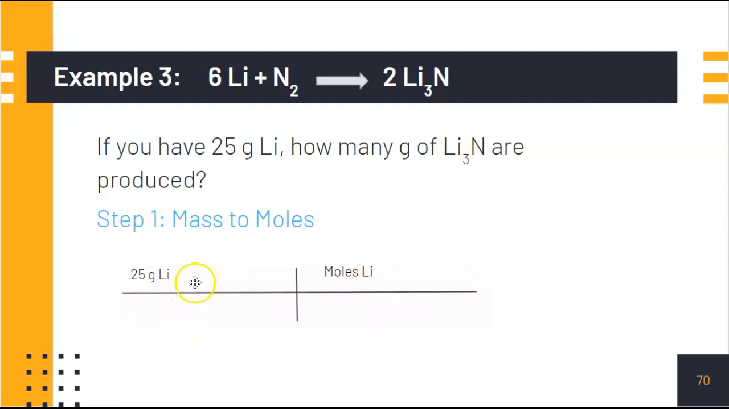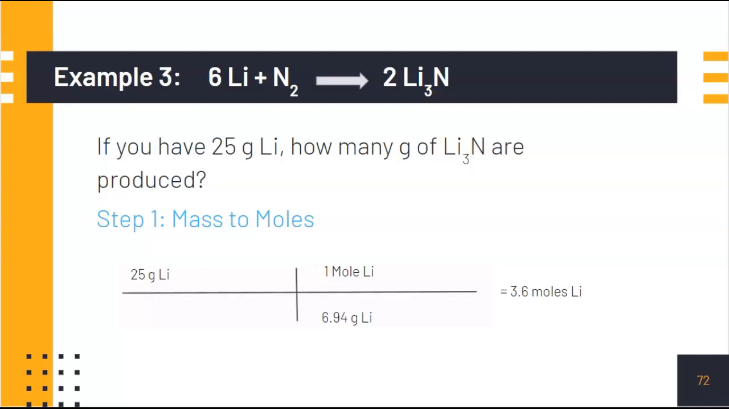What's going to go down here? Well, I want grams to cancel, so I'm going to put grams down here. What's the only gram number I know for lithium? That's going to be the molar mass of lithium. So this one's pretty easy. I just look it up on the periodic table and I see it's 6.94 grams. So when I do my division, I find out that that's 3.6 moles of lithium.